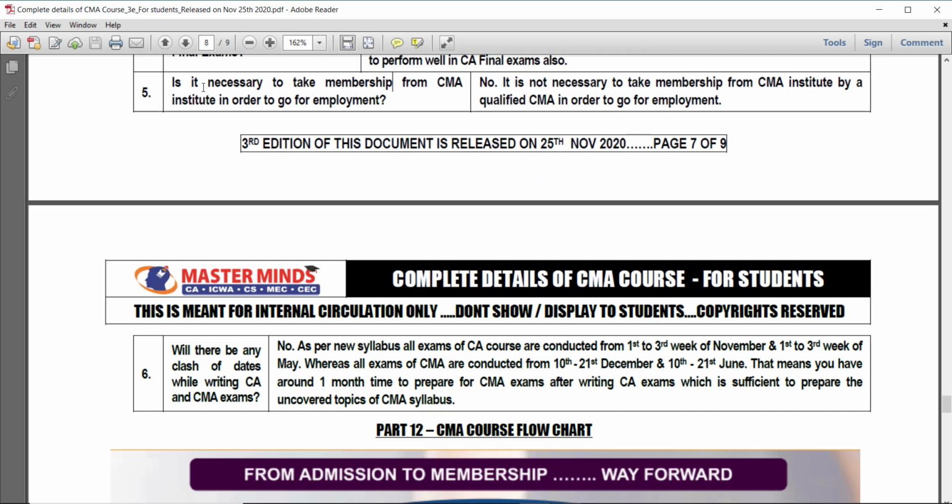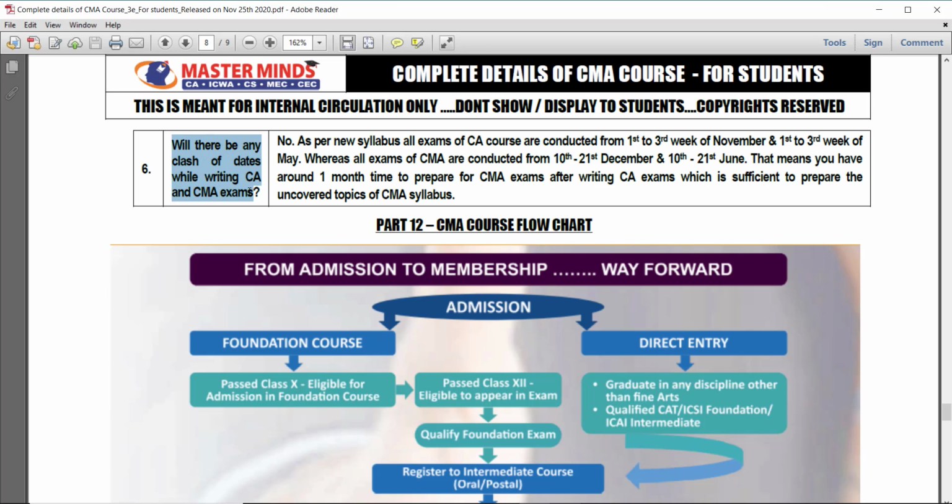Is it necessary to take membership from the CMA institute in order to go for employment? No. I have clearly said about this aspect in previous parts. Will there be any clash of dates by writing CA and CMA exams? As I said earlier, CA exams will be conducted in the month of November and CMA exams in December. Or in case of May or June attempt, CA exams will be conducted in May and CMA exams in June. So there will be no clash of dates.